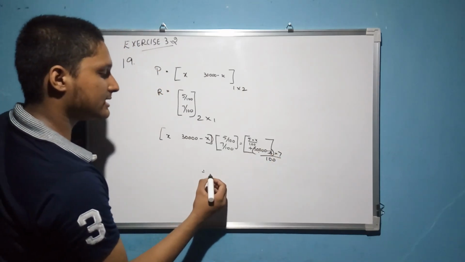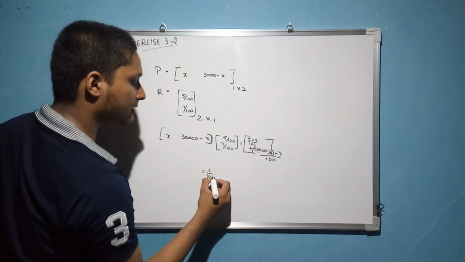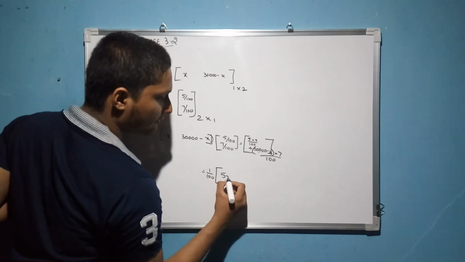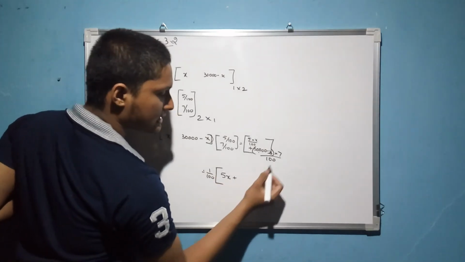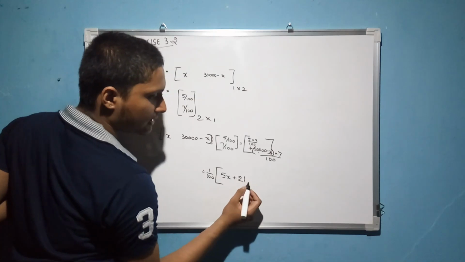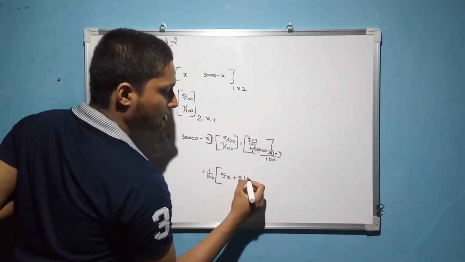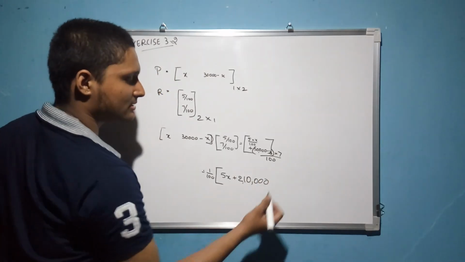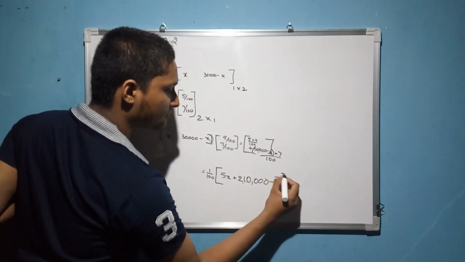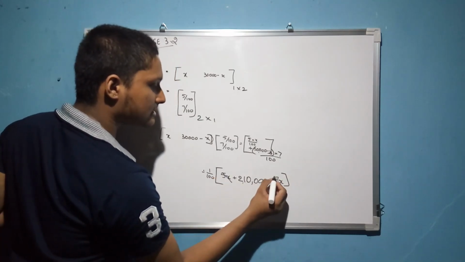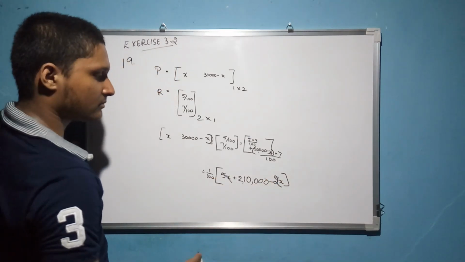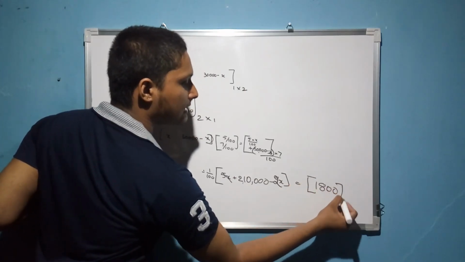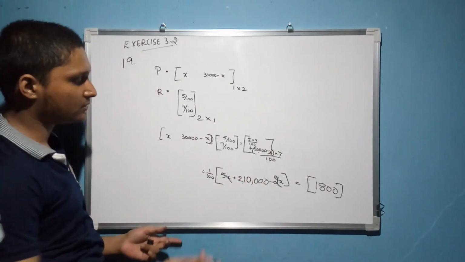By taking LCM I can find out that 1 by 100 I can remove out of that matrix. So it forms 5x plus 7 into 3 is 21, or I can call 2,10,000 minus 7x. Therefore you are going to get only minus 2x here. But it is given in the first case that it is going to be 1,800. So we'll just equate both of them.